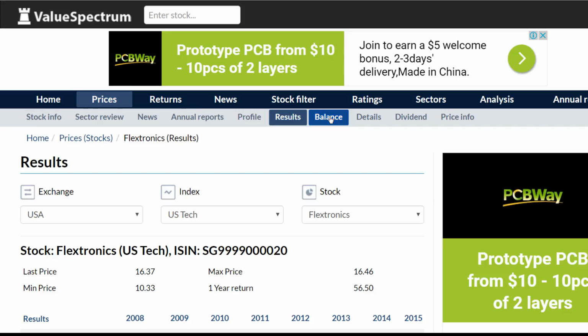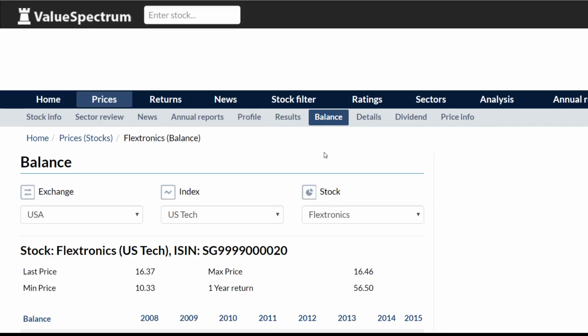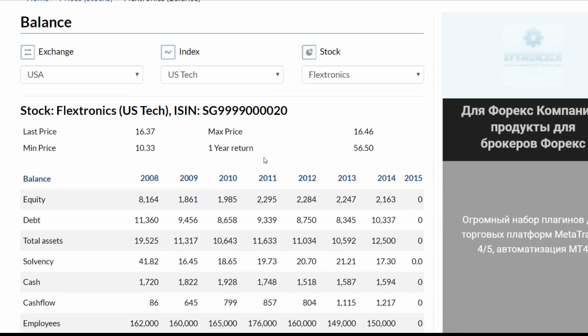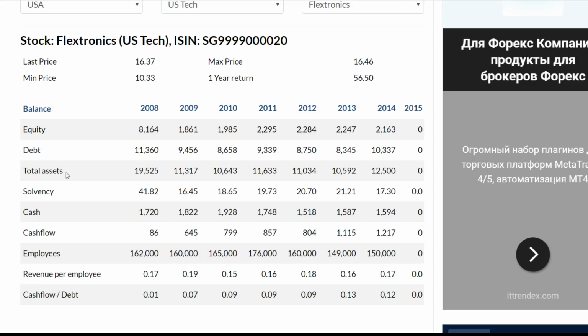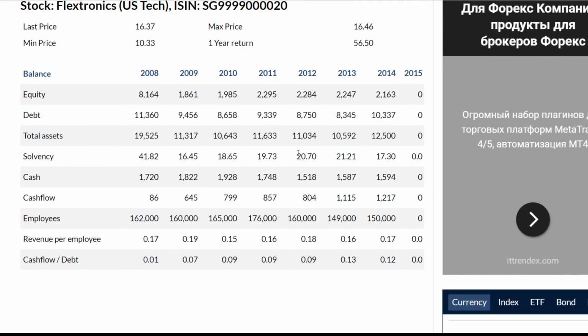If we go to the balance report here in the menu, we will see all the most important information, such as equity, debt, total assets, etc. for every year from 2008 to 2014. In 2008, the company's balance sheet equal to 19.5 billion US dollars. It's the highest value. And the equity equal to 8.1 billion US dollars. This is around 41% of the total balance sheet.